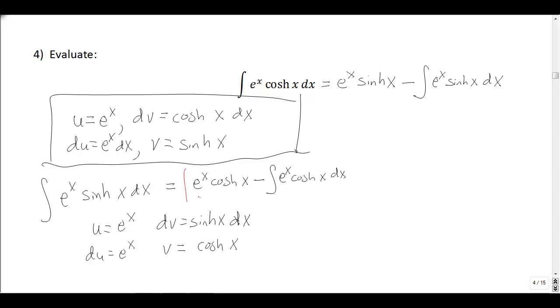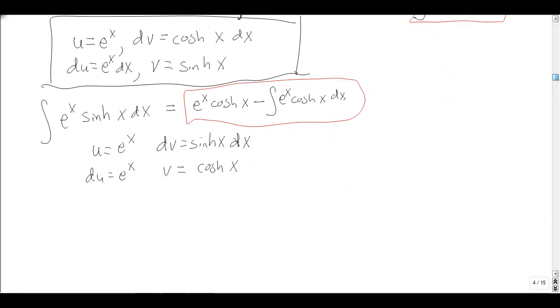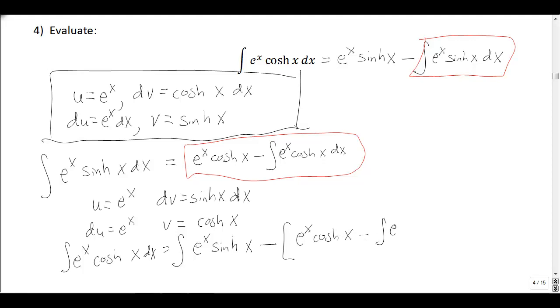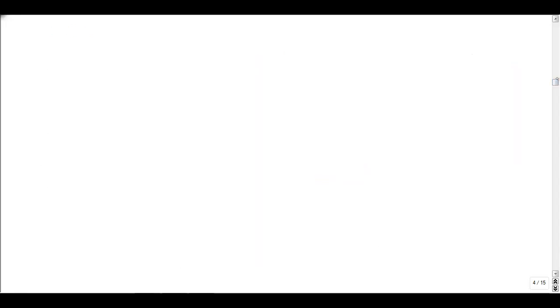Okay, so now I'm going to take this and put that where I have the antiderivative of e to the x sinh x in my original equation. So let's go down here, work that out. Let's maybe write up what we're doing. The antiderivative of e to the x cos x dx equals this part minus this stuff in the red here. So that's e to the x sinh x minus an integral e to the x cosh x dx. That's sort of what we've gotten to.